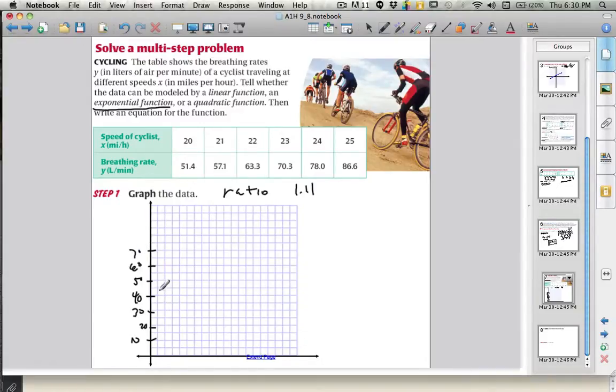So at 20, we're at 51.4. That's about here. At 21, we're at 57.1. 22, 63.3. 23, we're at 70.3. 24, we're at 78, so that's almost up here. It doesn't really look like it's following a linear pattern. Okay, so it's very difficult to tell on this kind of a rough graph.